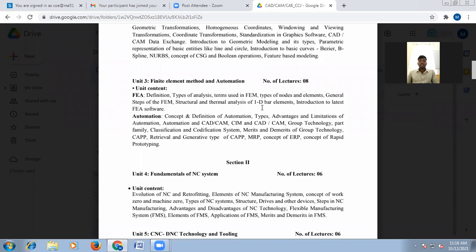Then general steps of the FEM. What are the general steps you need to solve a finite element method problem, such as pre-processing, processing and post-processing. Just for your listening purposes these three are only words, but pre-processing, processing and post-processing is a very vast set of steps and a very vast concept in any analysis.